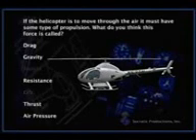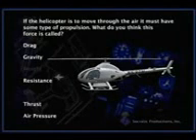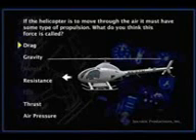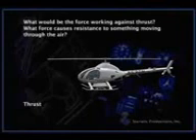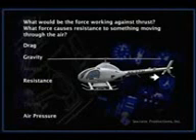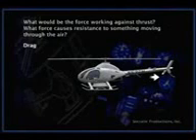If the helicopter is to fly, its weight has to be lifted off the ground. If the helicopter is to move through the air, it must have some type of propulsion. What do you think this force is called? Exactly. The force that moves the helicopter through the air is thrust. And what would be the force working against thrust? What force causes resistance to something moving through the air? Yes, in an aircraft, anything that resists movement is called drag.